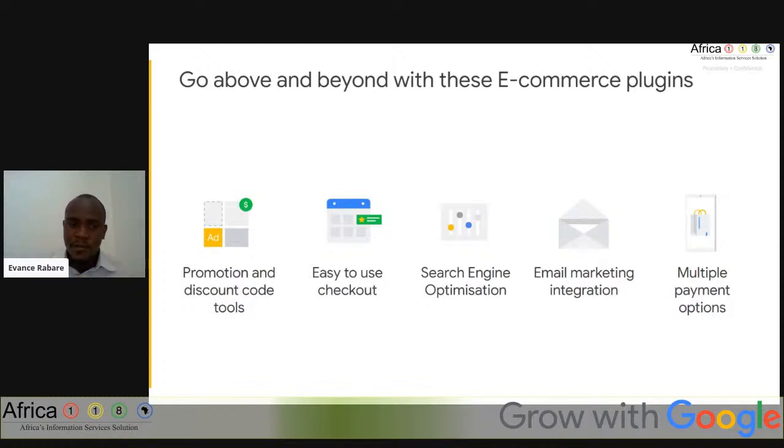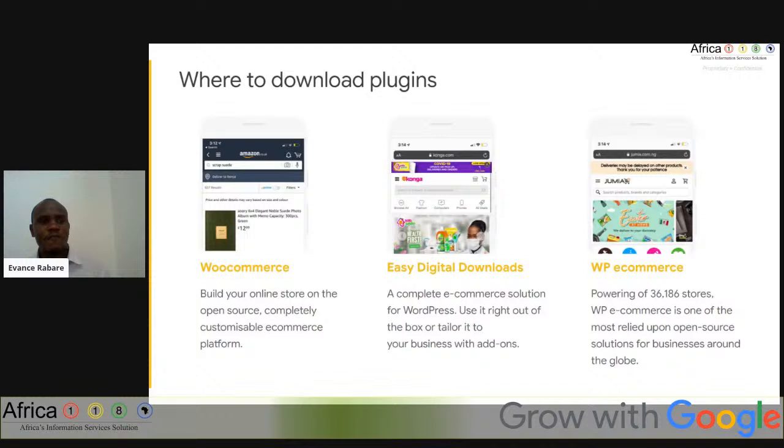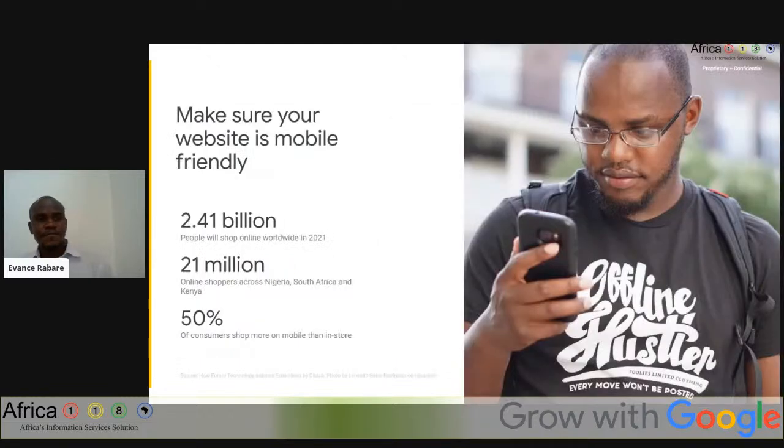So the reason why the multiple payment option plugin is important is it will allow you to accept money from PayPal, from M-Pesa. It will allow you to accept money from KCB, and any other platform. So let us look at where you download these plugins. So we have WooCommerce. We also have Easy Digital Downloads, and we also have WP eCommerce.